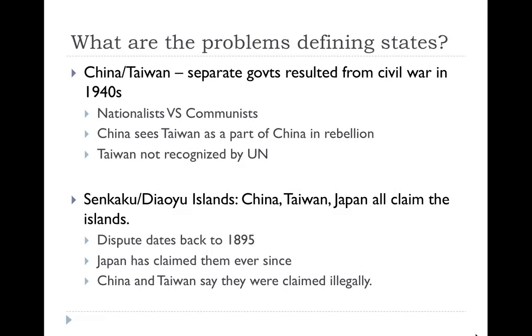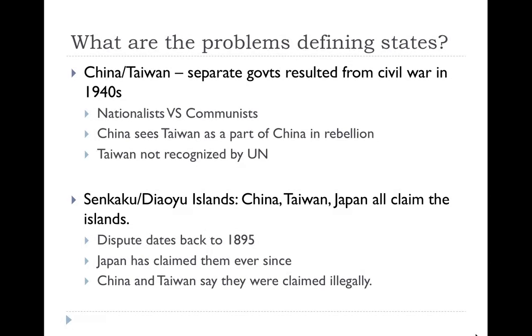In fact, the United States, up to the 70s, I should say, was actually identifying Taiwan's government as the true government of China. So China, like I said, sees Taiwan as basically part of China, and they look at it as kind of a rebellion against them. Taiwan, again, is not recognized by the United Nations, but it's possible we may see some kind of conclusion to this in the future. All right, but again, another issue defining states.